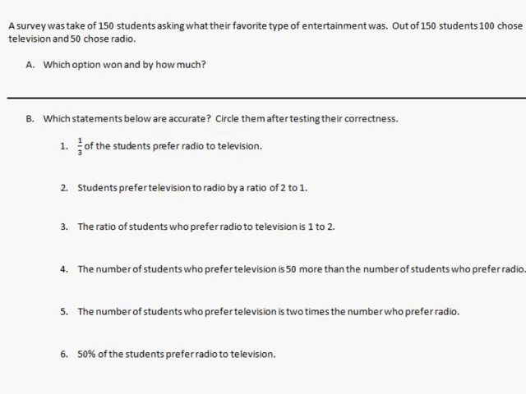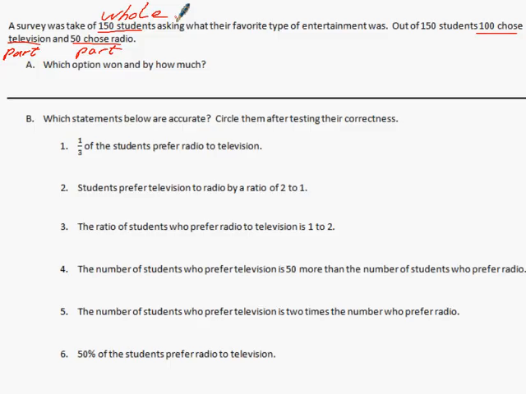A survey was taken of 150 students asking what their favorite type of entertainment was. Of the 150 students, 100 chose TV, 50 chose radio. Well, it gives us the parts and the wholes of this one. 150 students is the total, the whole. TV is a part, and radio is a part. That should say whole, not hote. It's not even a word. Whole. There we go. So we have our two parts, we have the whole. So when it asks us to write something, we will know which one to use.